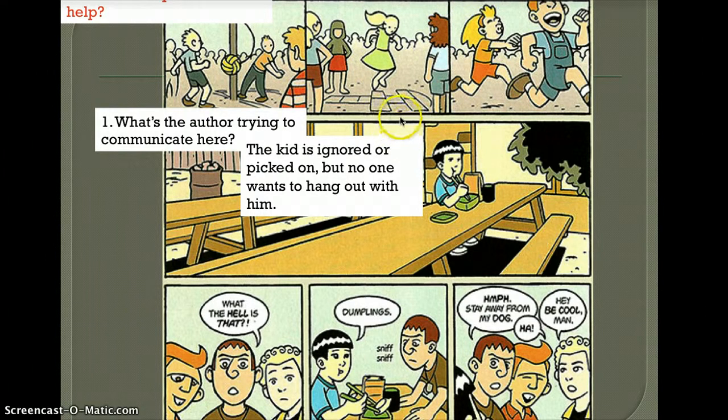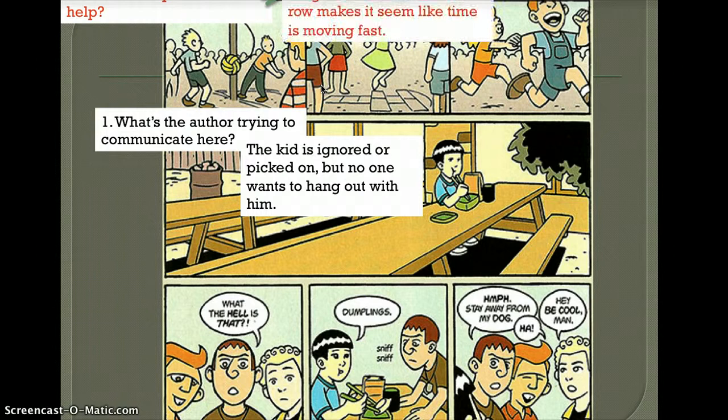There's no gutter, right? There's no white space in between. And I think to me, that means that no gutter between the first row panels makes it seem like time is moving fast, right? Like it's all connected. Your eyes are moving quickly throughout. And again, sorry that you can't see that up there.